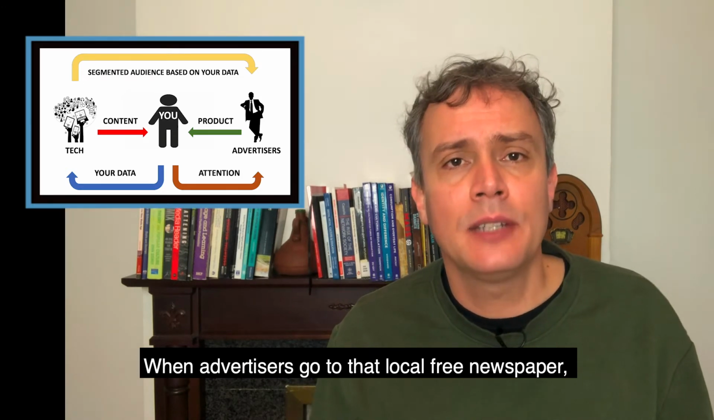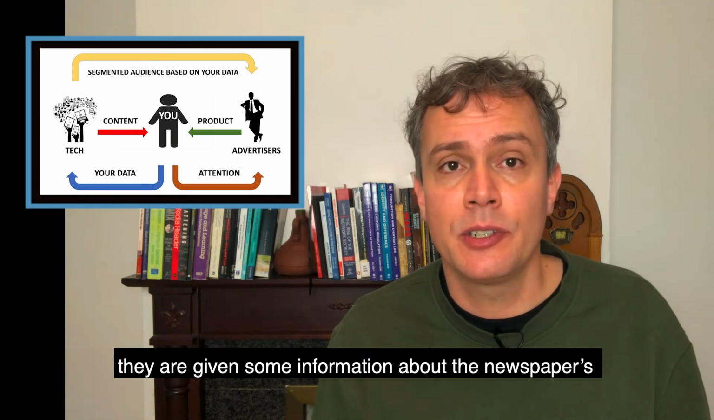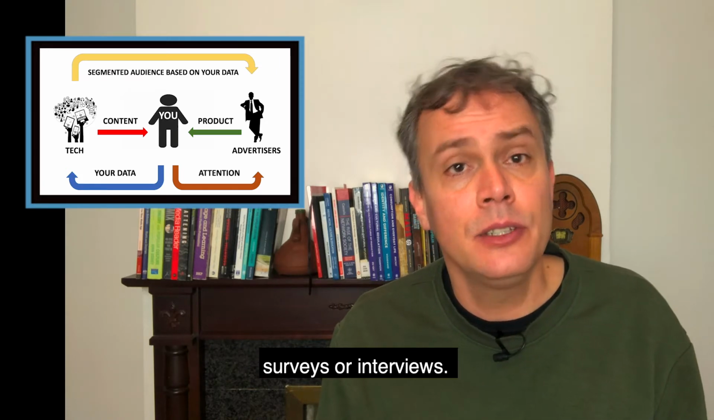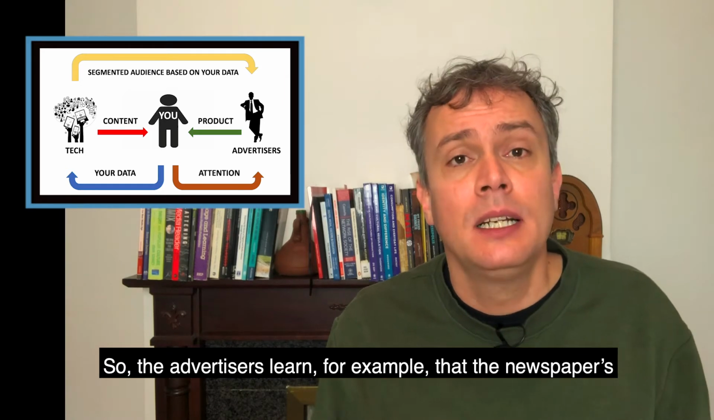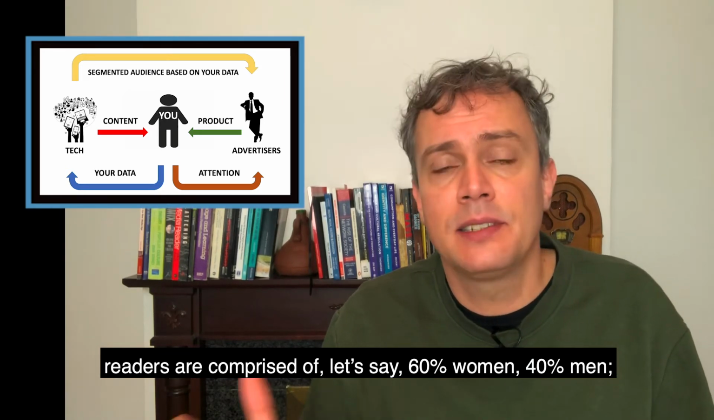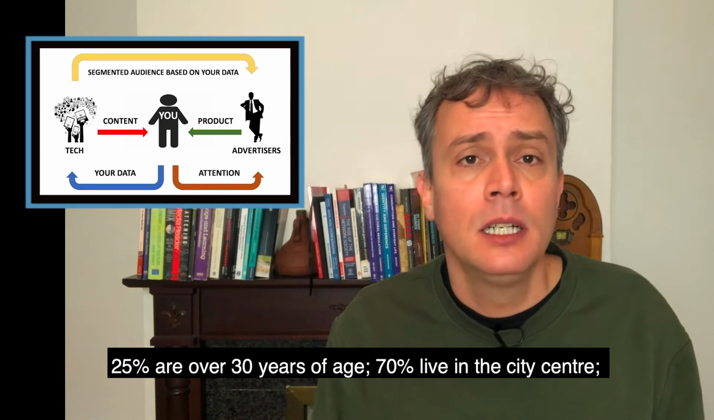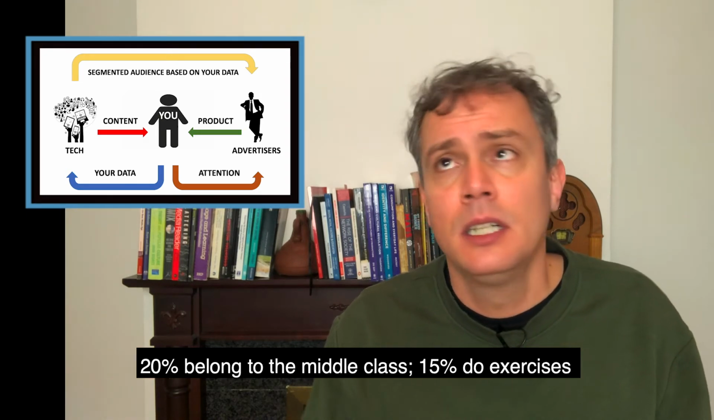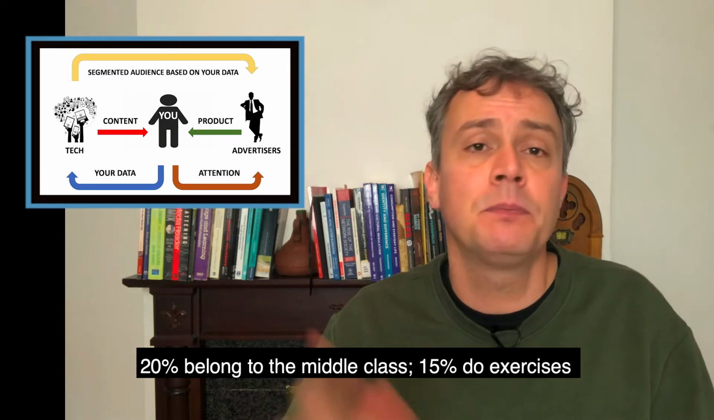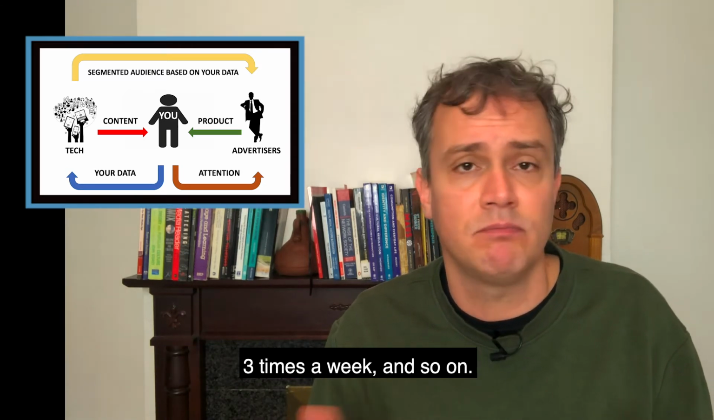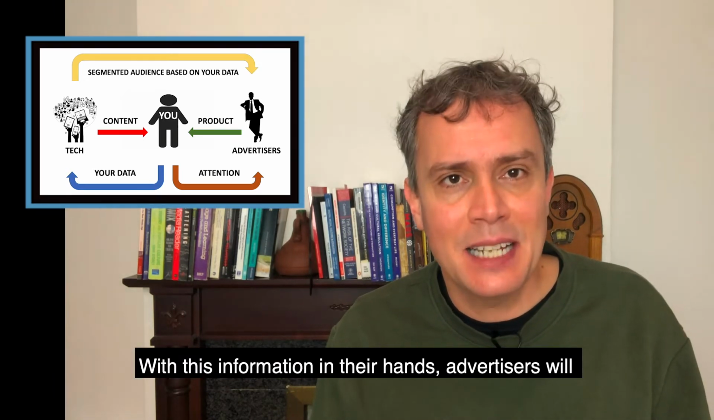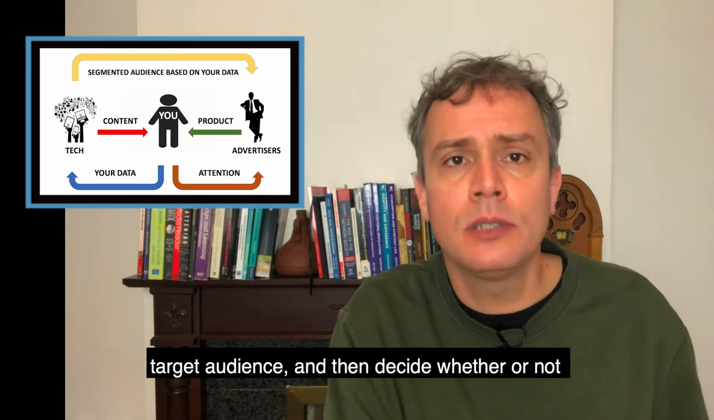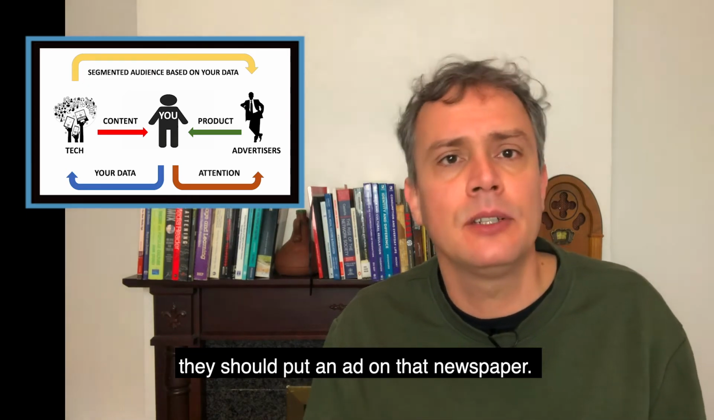When advertisers go to that local free newspaper, they are given some information about the newspaper's reader profile, which is usually collected through surveys and interviews. So the advertisers learn, for example, that the newspaper's readers are comprised of, let's say, 60% women, 40% men, 25% are over 30 years of age, 70% live in the city center, 20% belong to the middle class, 15% do exercises 3 times a week, and so on. With this information in their hands, advertisers will check if the newspaper's reader profile matches their target audience, and then decide whether or not they're going to put the ad in the newspaper.